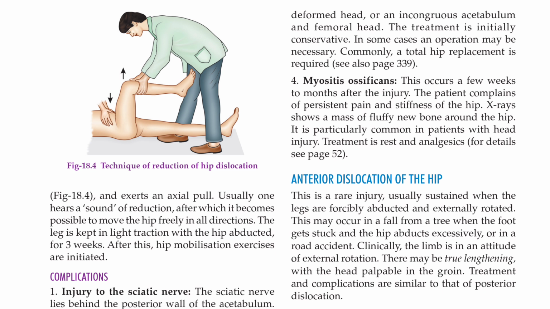And fourth complication is myositis ossificans. So this occurs a few weeks to months after injury. The patient complains of persistent pain and stiffness of hip. X-ray shows mass of fluffy new bone around the hip. So it is particularly common in patients with head injury. Treatment is rest and analgesic.